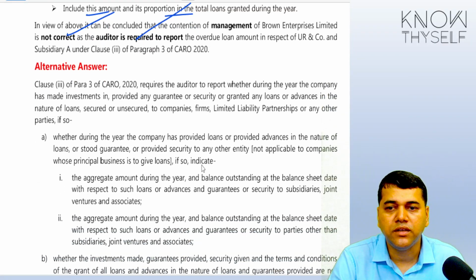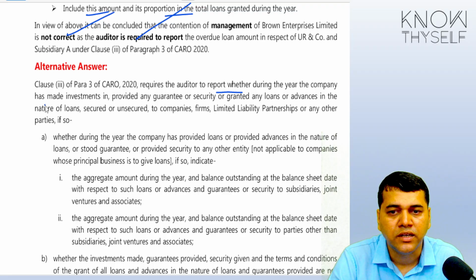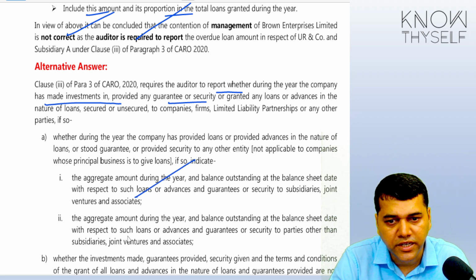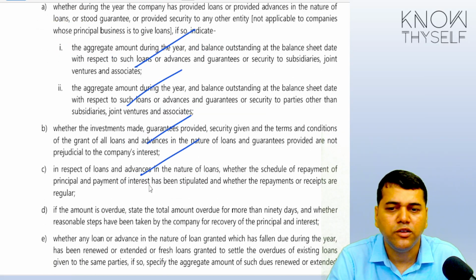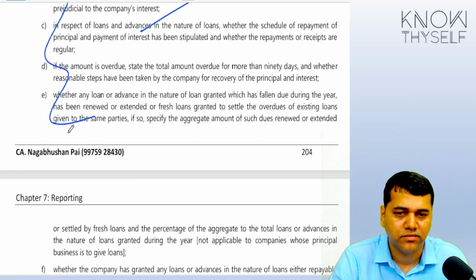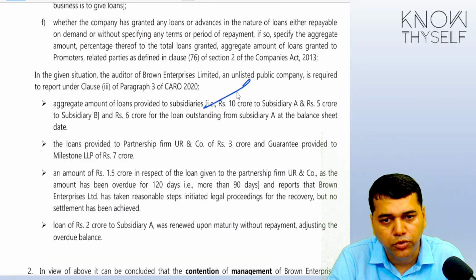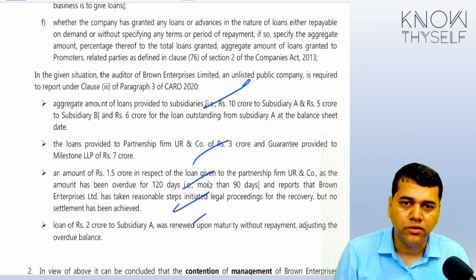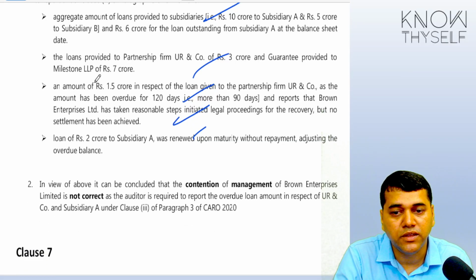Alternatively, clause 3 requires the auditor to report whether during the year they have made investments, provided guarantees, etc. So then you say to subsidiary, non-subsidiary, whether investments are provided. Okay, you just write all the clauses. Then you say in the given case you have to report this. So you can present like this also. You can present in the alternative way as well. Now the contention of the management is not correct.